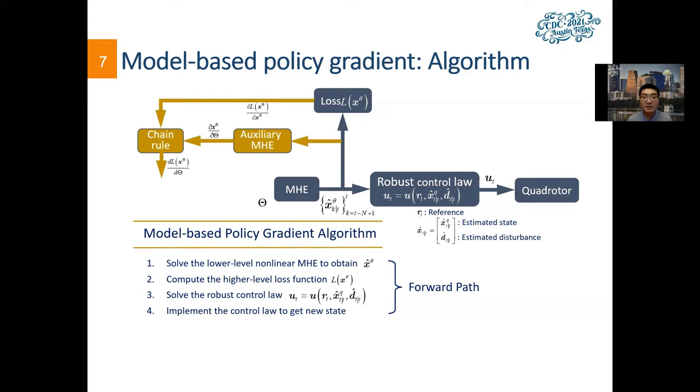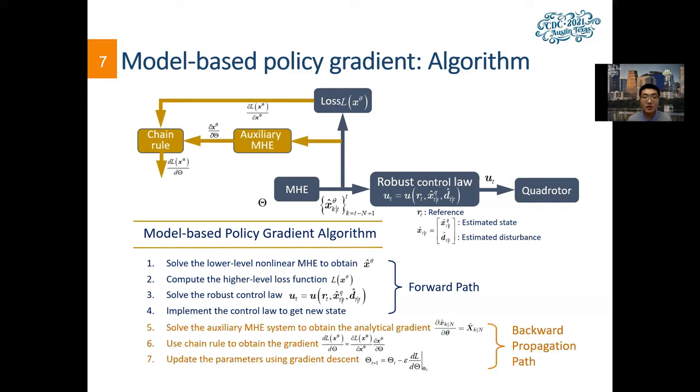In the backward propagation path, we solve the auxiliary MHE system to obtain the analytical gradient of the MHE solution with respect to the parameters. Then we apply the chain rule to obtain the gradient of the higher level loss function. Finally, we use gradient descent to update the parameters.